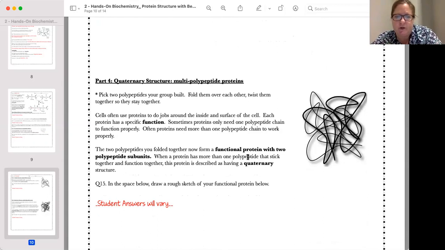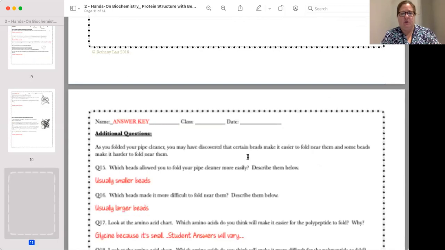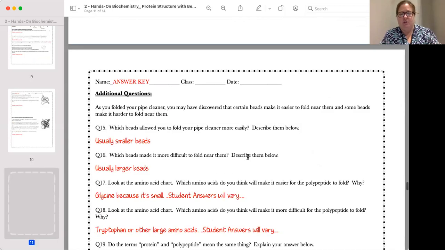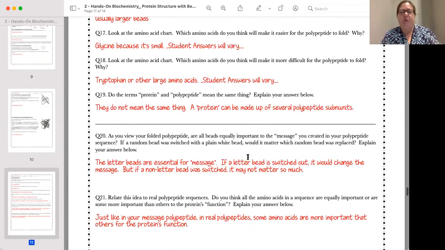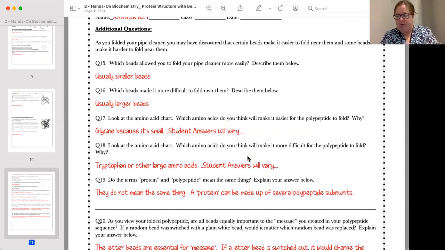Cells often use proteins to do jobs around the inside and surface of the cell, and each protein has a specific function. Sometimes proteins only need one polypeptide chain to function. Often proteins need more than one polypeptide chain to function. The two polypeptide chains you folded together now form a functional protein with two polypeptide subunits. Okay. All right. Now I would like for you to answer these questions. Just read over them. It's the last page of the protein packet that I put onto the material.